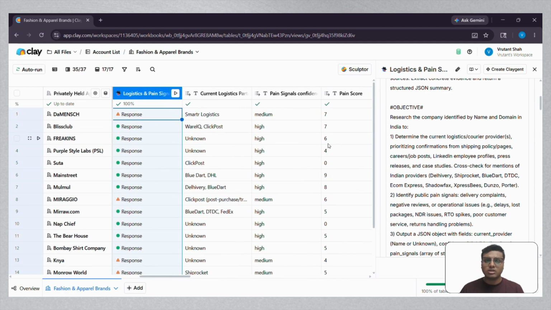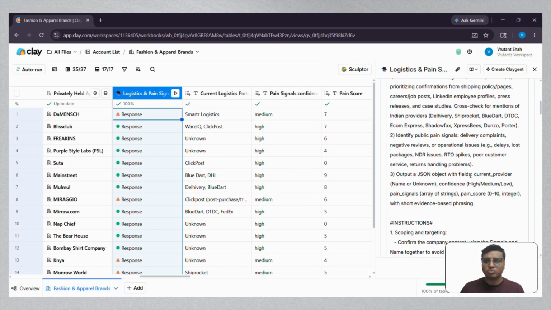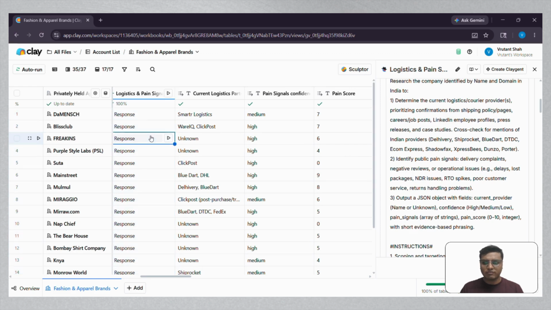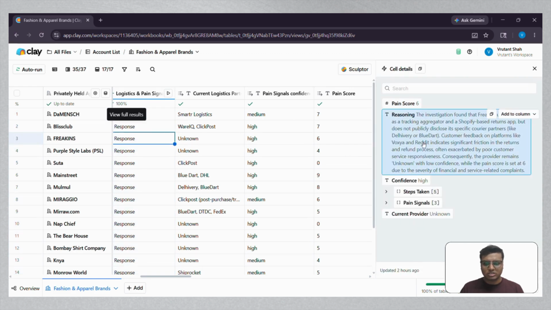This particular AI prompt checks job postings, shipping policies, LinkedIn employee profiles, press releases, or any case studies, looking for mentions of the major Indian logistics players like Delhivery, Blue Dart, Shadowfax, or aggregators like Shiprocket. Then it looks for complaints like delivery failures, negative reviews by customers, or any operational issues that are highlighted, anything that is publicly available. Finally, it returns a pain score out of 10. As you can see, we have our column for current logistics partner, the pain signal, and the score as well.